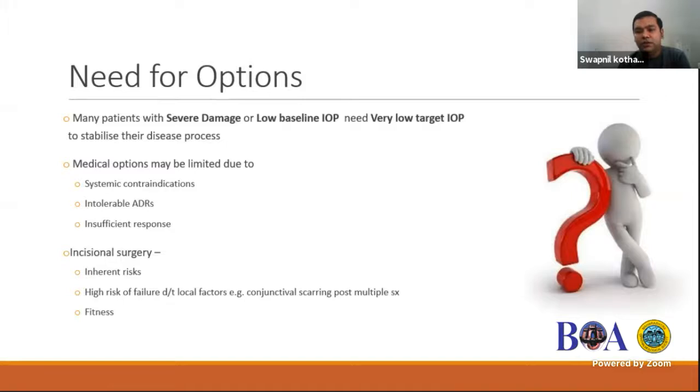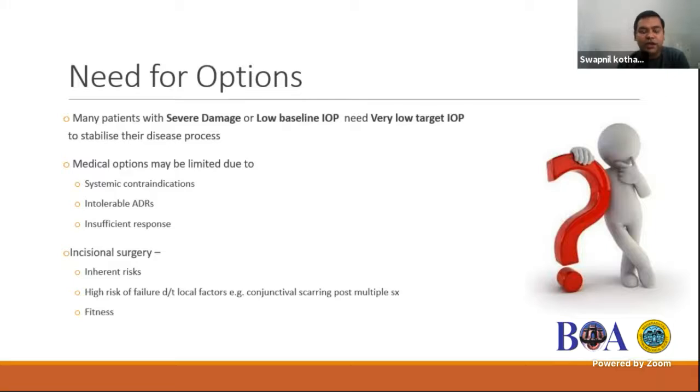We have a lot of options as far as glaucoma medications are concerned, but still we need more, because many patients who come with severe damage or low baseline IOP need a very low target IOP, which may not be possible to achieve with current medications.